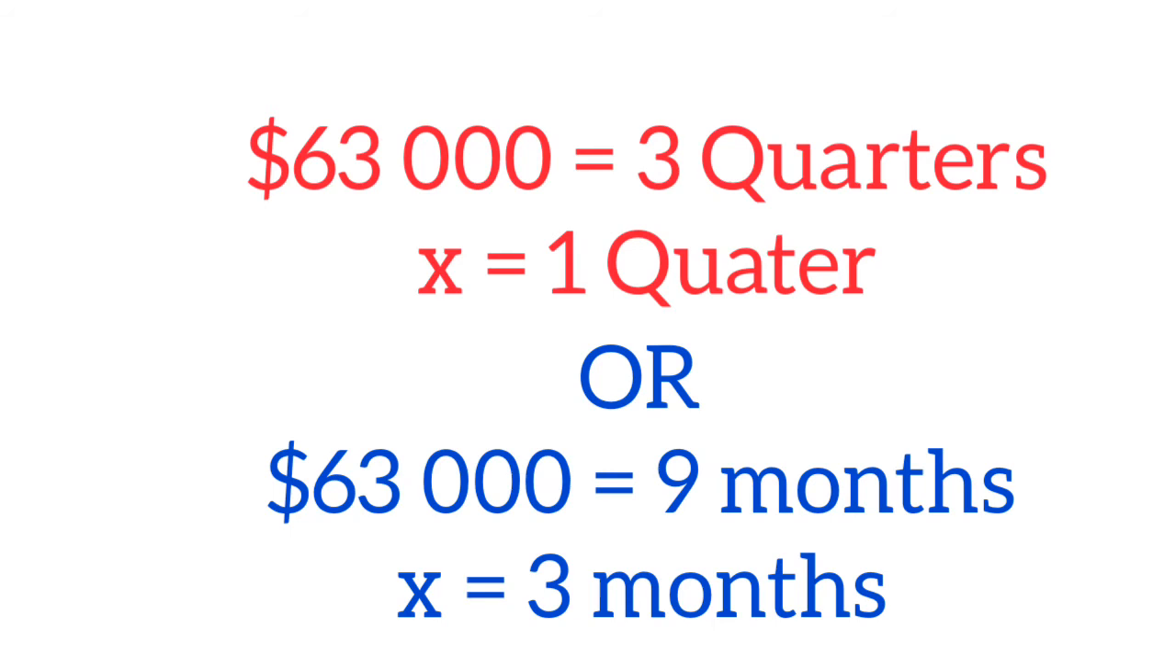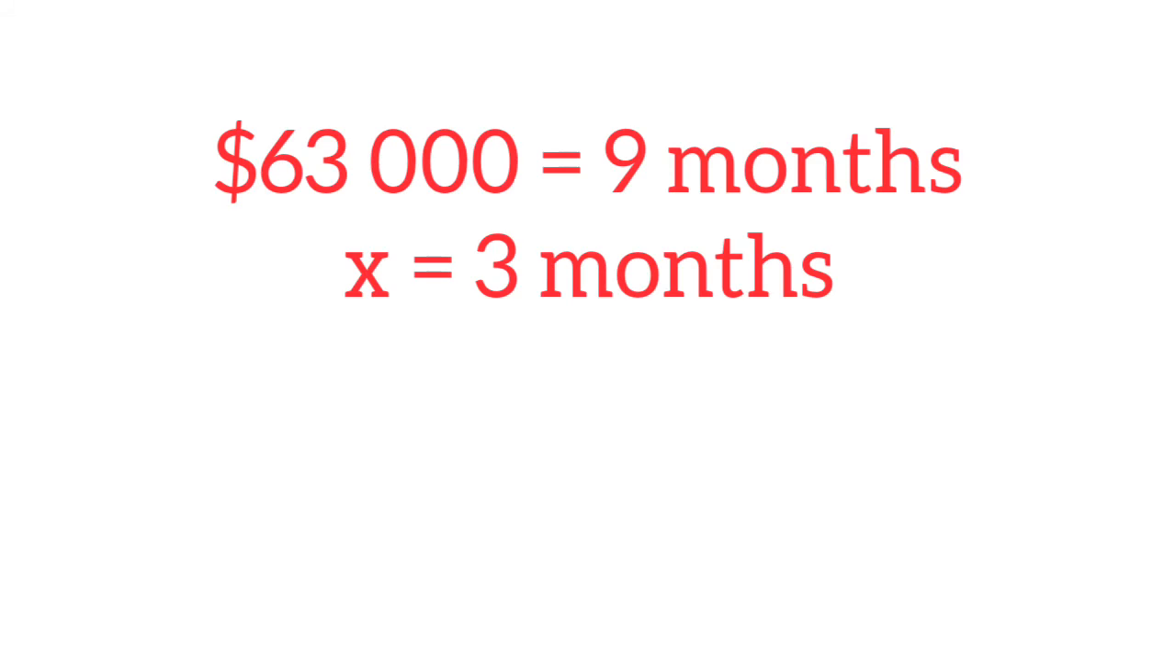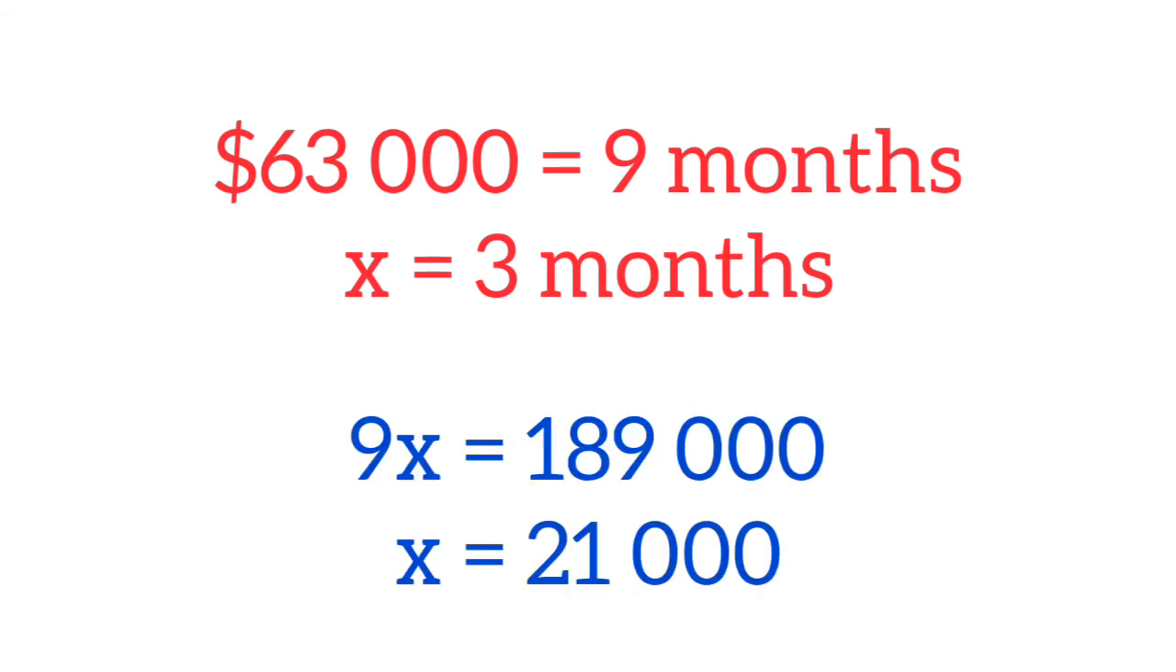1 quarter is 3 months. So 3 quarters paid, it means 9 months paid. So I'm going to calculate the rent that was unpaid of the last 3 months, which is the last quarter. So x is equal to 3, 63,000 is equal to 9. Then you do cross multiplication.